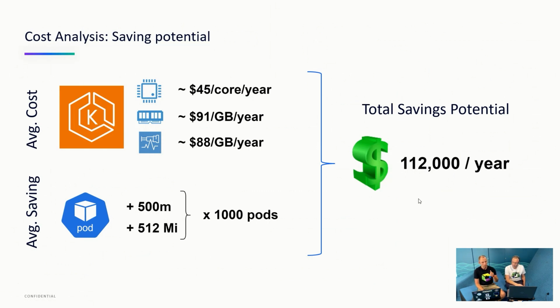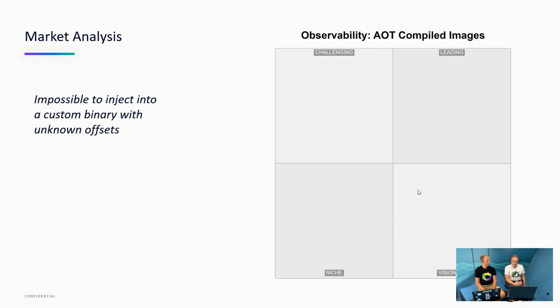So faster startup, lower memory footprint, saving costs, but now observability. I know observability is a challenge with native images. What is the real challenge? Yeah, the challenge is that it is impossible to inject into a custom binary when we don't know the offsets, like we do, for example, with the Nginx agent. And that's why there is no observability solution on the market.